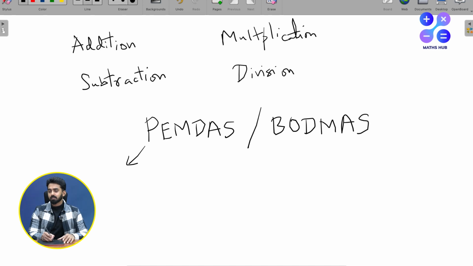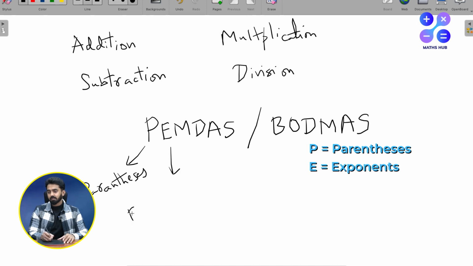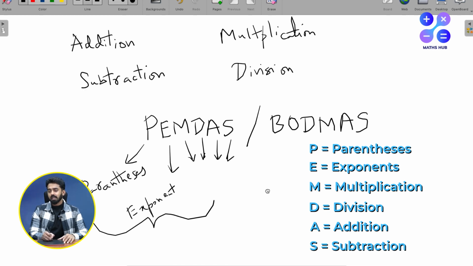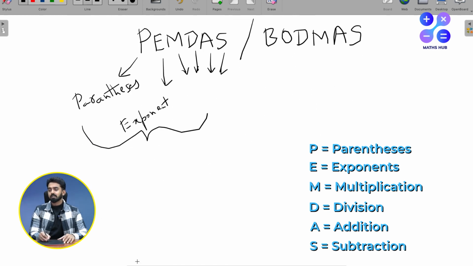So what is this PEMDAS rule? The first P stands for parenthesis, E is for exponents, M is for multiplication, D is for division, A for addition, and S for subtraction, right? So this rule helps you perform any operation in that particular order.